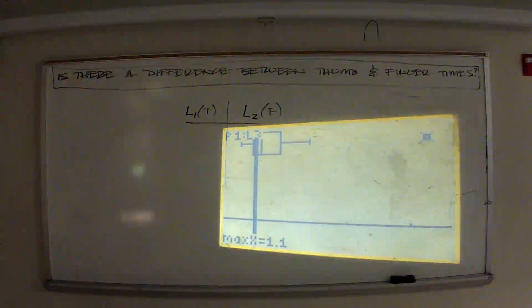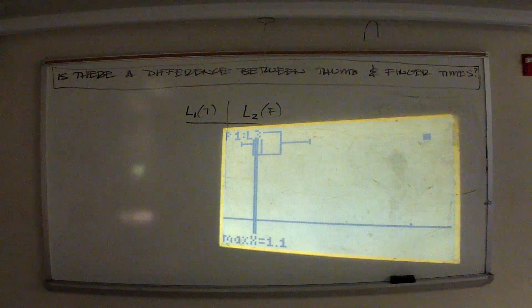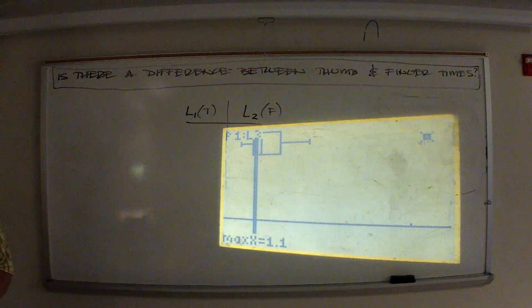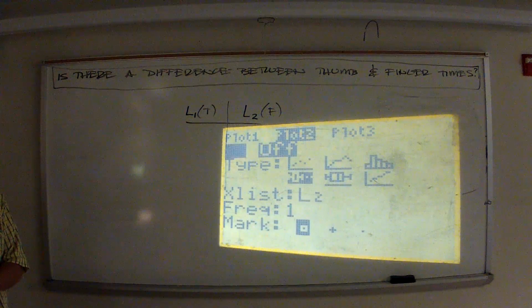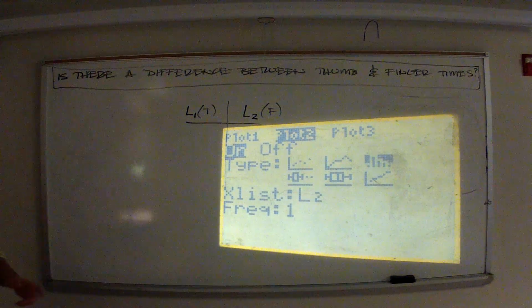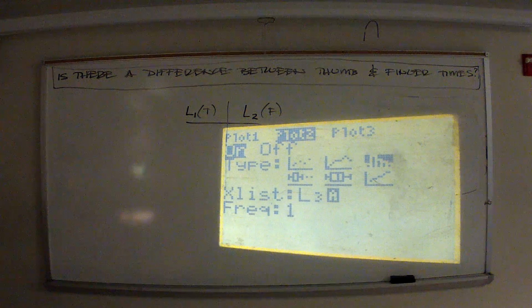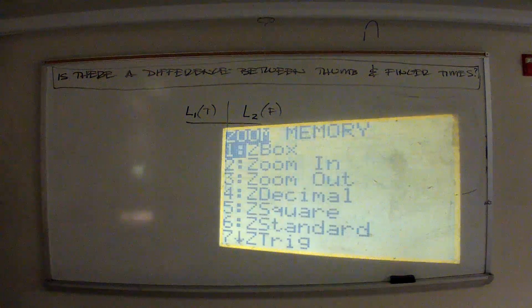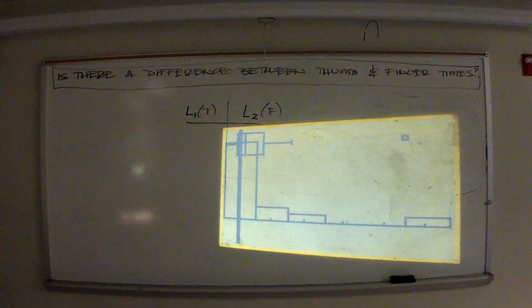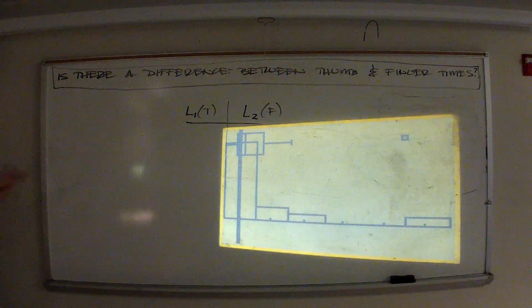No? Yeah. I want to look at one more thing, friends, real quick. I'm going to add a second plot onto this histogram. So I'm going to turn plot 2 on as a histogram. L3, same frequency of 1, because I still want to use each of the data points one time. Okay, zoom 9, here she is. There's my histogram. I'm going to do some finagling because I don't like this.